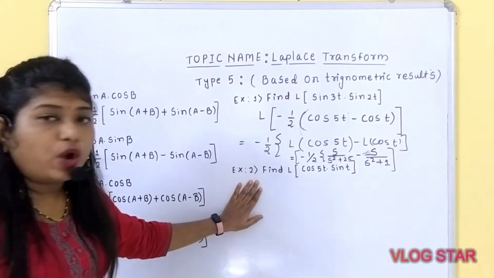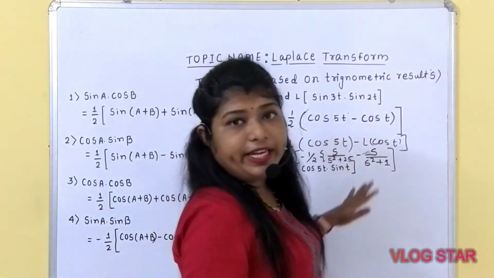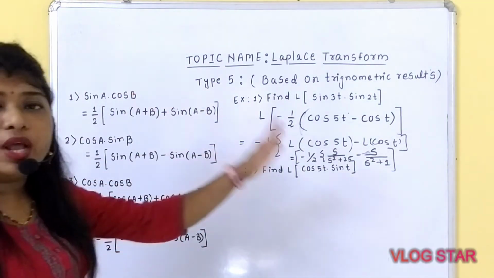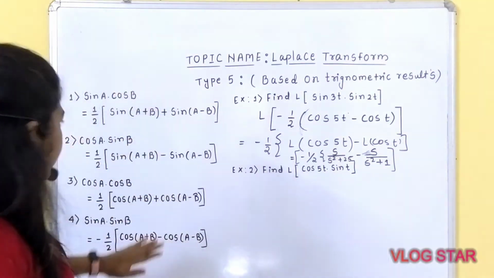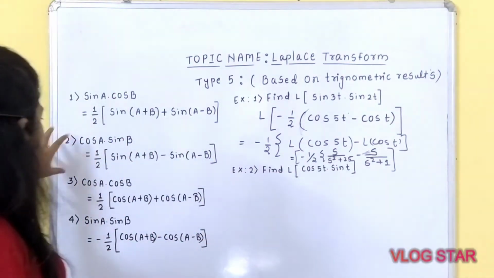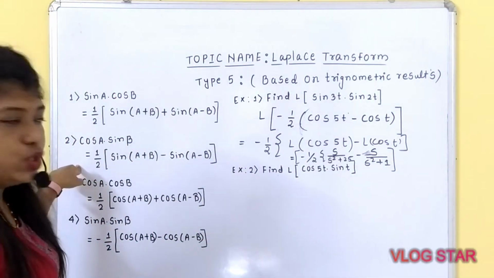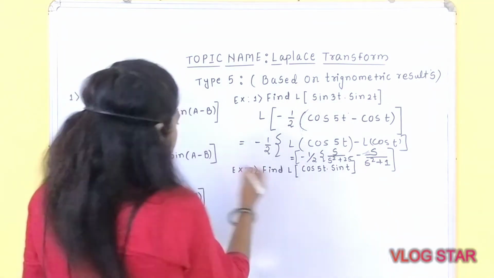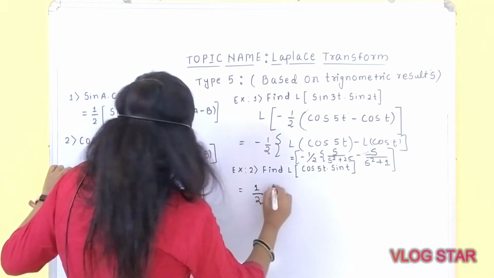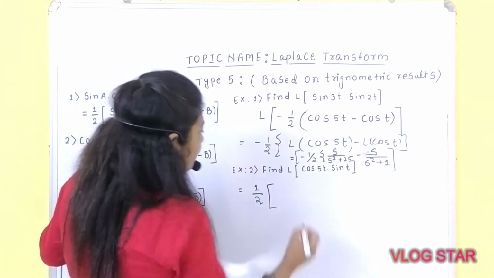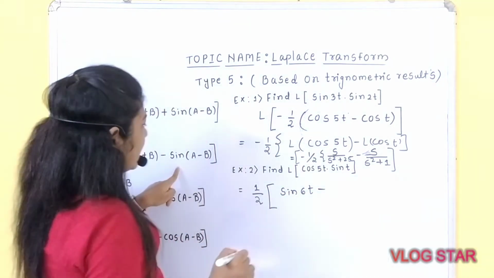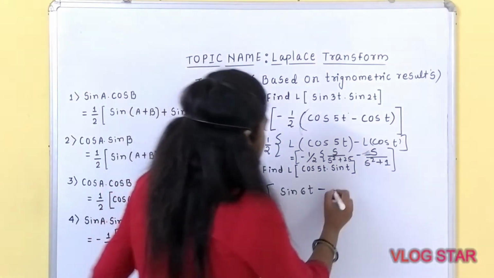The second example is what? Find the Laplace of cos 5t into sin t. From the given result, can you identify which formula you are going to apply? As per the standard result, if you observe carefully, it is cos A into sin B. So you have to apply formula number 2. Can you apply that formula? As per the formula, you need to write down 1 upon 2 inside the bracket sin of A plus B, which is sin 6t, minus sin of A minus B, so sin 4t.